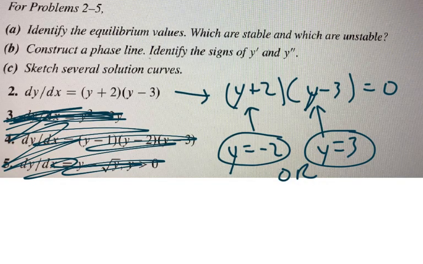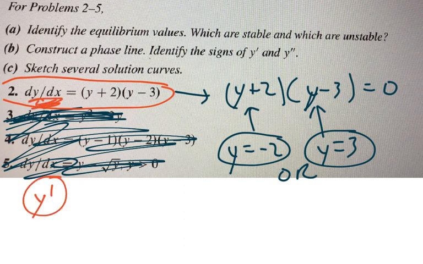So, we're just doing number 2. They gave us the derivative, right? Remember, dy dx is really y prime, okay? So, they gave us the first derivative, and to find its equilibrium values, what they mean by that is when does its rate of change become 0? So we basically set it equal to 0, simple enough. So we got these two values, -2 and 3. The next thing is we need to figure out whether each of them are stable or unstable.